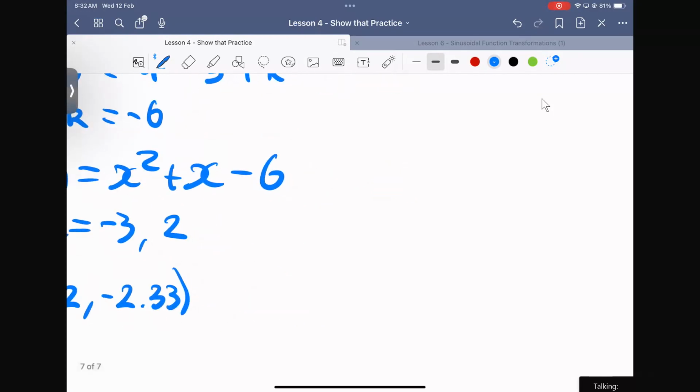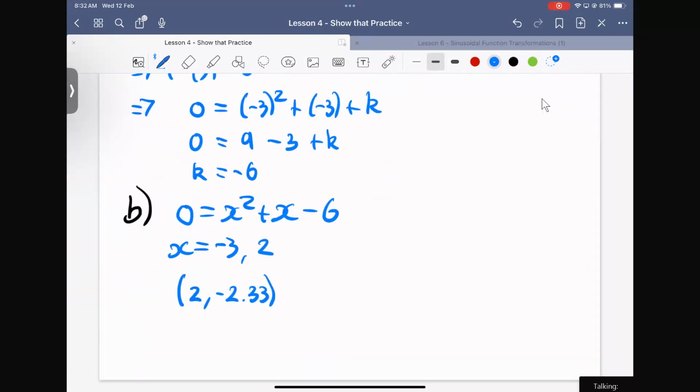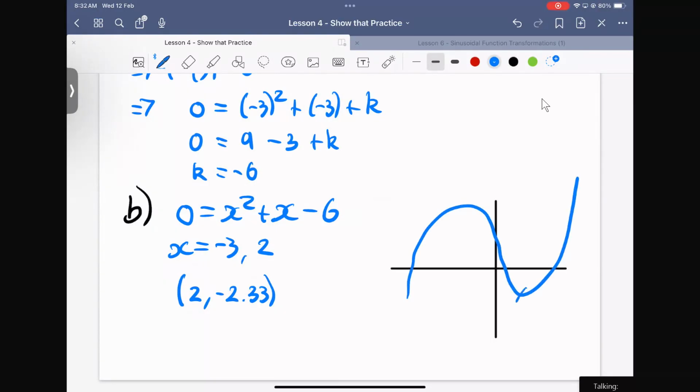Or we just sketch the whole thing. If we sketch it on the calculator, we can see that the curve is going to look like this, and the coordinates here is 2, minus 2.33. So either of these two methods work. We've got two methods here. Either one works.